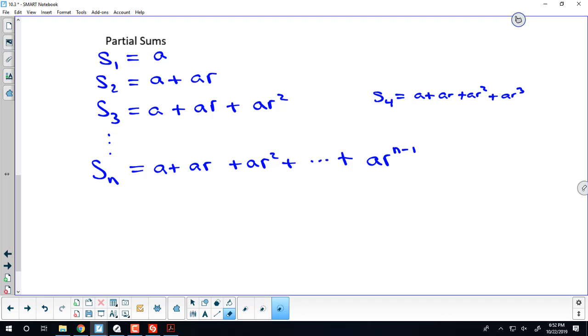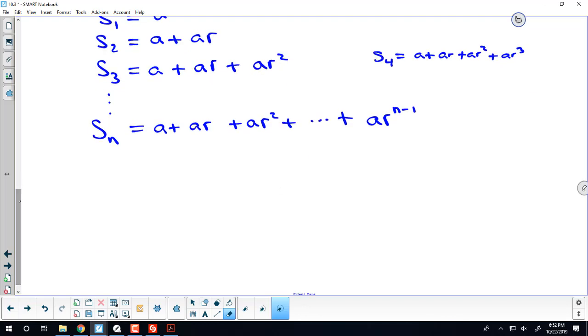But before we actually do that, the trick is, since we have all of these powers of r, that we're also going to look at r times the nth partial sum. That way we can match up a lot of these terms. So r times our S sub n is ar plus ar squared.